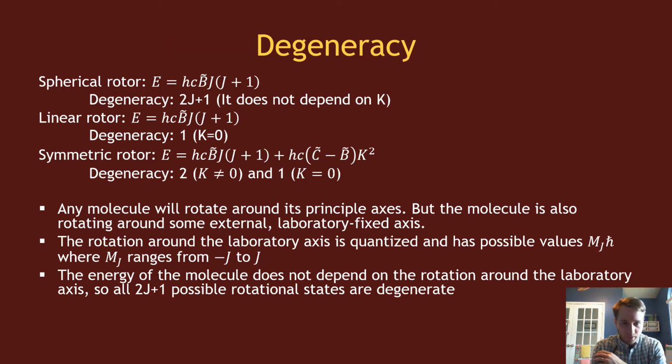Okay, so here, just kind of summing up what the energy levels are and then the degeneracies for these different energy levels for the spherically symmetric rotor, linear rotor, and symmetric rotor, okay?